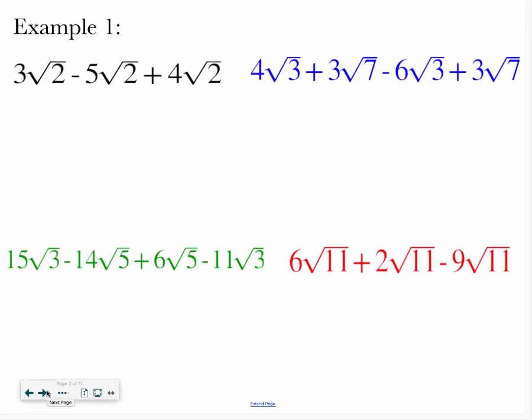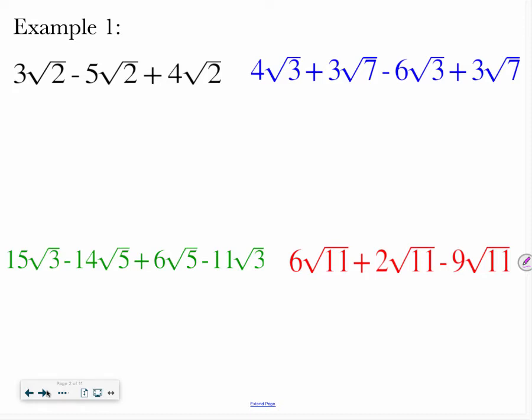Okay, so let's take a look at our first example. We just want to add these radicals together and have it written in the simplest form possible. So if we do that, we have 3 square root of 2 minus 5 square root of 2 plus 4 square root of 2. You might look at that and say that's a lot of numbers.